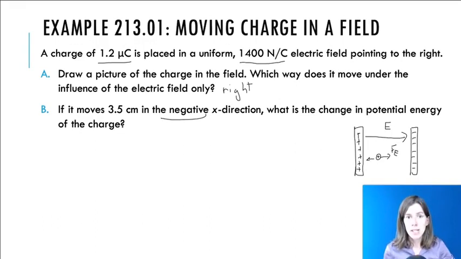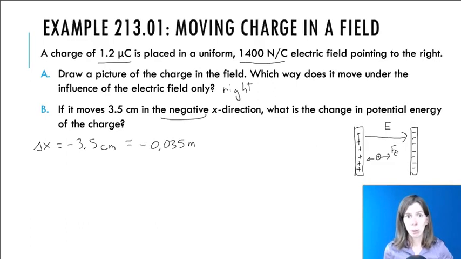So if it's moving 3.5 centimeters in the negative x direction, I'll let you go ahead and write down the givens and then see if you can figure out the equation. If you remember the equation, write those down. Okay, so the givens are the displacement is in the x direction. It's negative 3.5 centimeters, which we're going to convert to meters, so negative 0.035 meters.